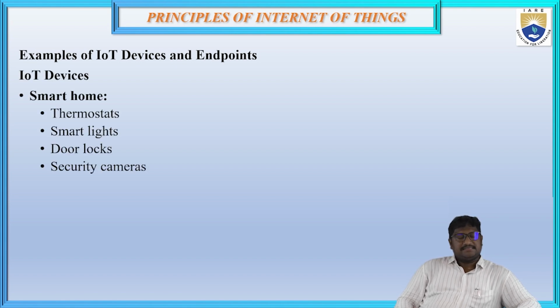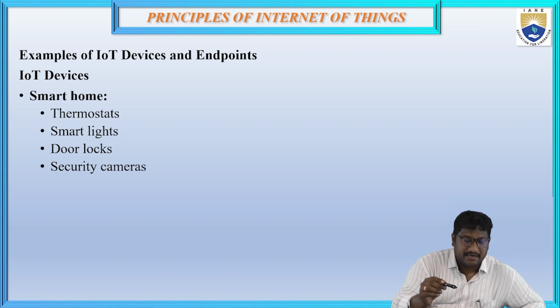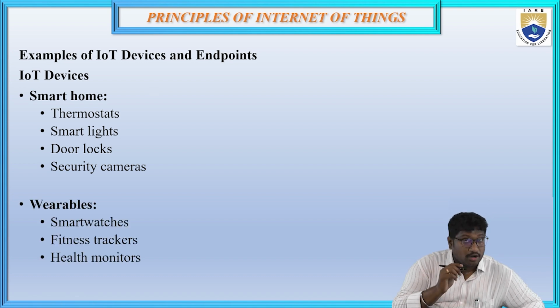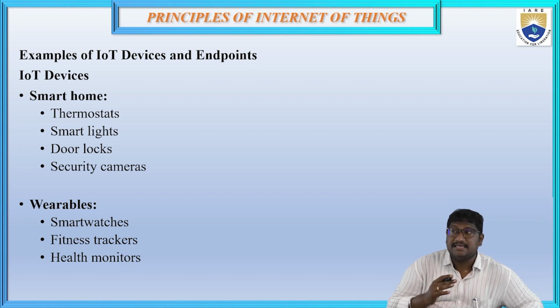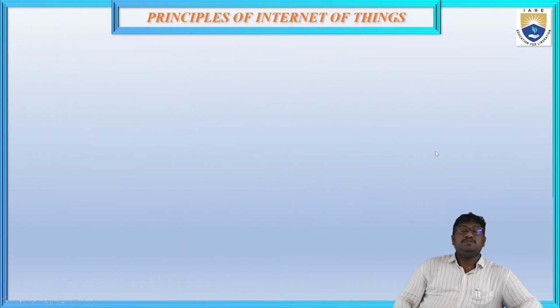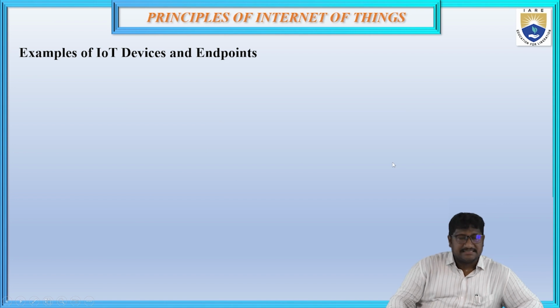Coming to IoT devices, the first factor which we can consider is smart homes, which most people nowadays are using with the help of IoT systems. In these smart homes, thermostats, which are temperature sensors, smart lights, door locks, security systems, all these come under smart homes. And coming to wearable devices, smartwatches and fitness trackers are used. And the next thing is examples of IoT devices and endpoints.